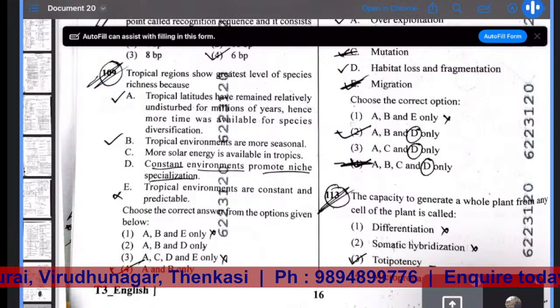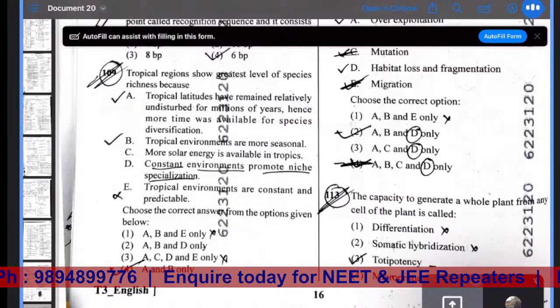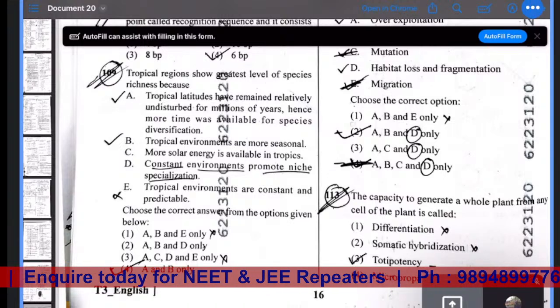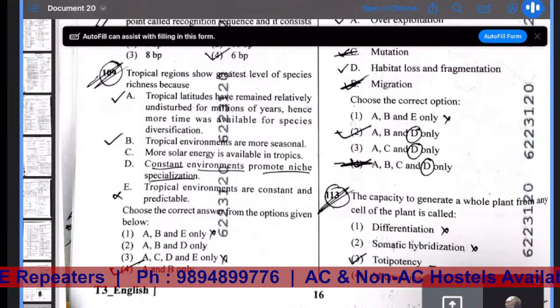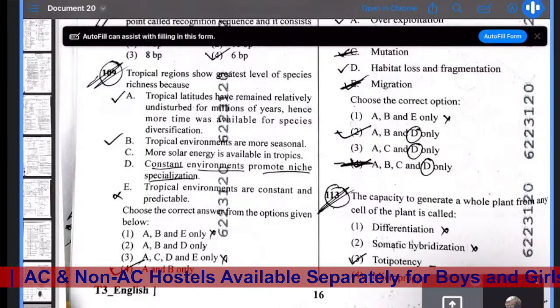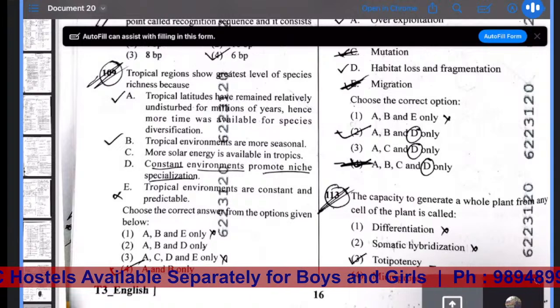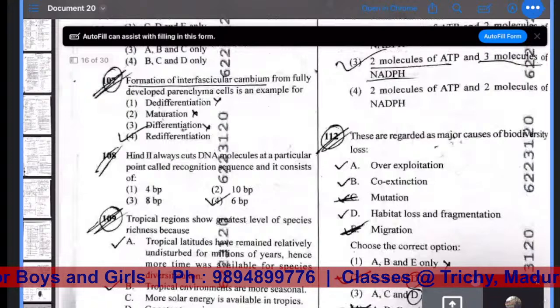Now we have to find out which are the correct statements for why tropical regions have the greatest level of species richness. Statements A, C, D and E are right. Except statement B, the other 4 statements are correct. Hence, for question number 109, you can go for option 3. 3 is the right answer. Okay. Then question number 110.